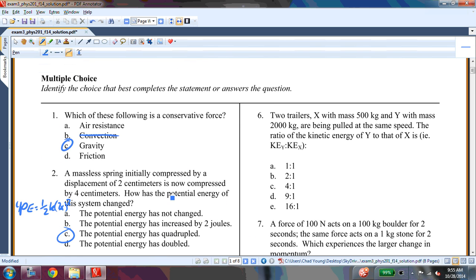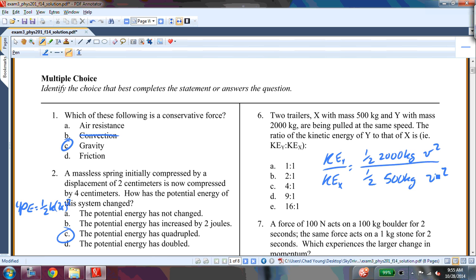2 trailers have different masses, pulled at the same speed. What is the ratio of their kinetic energies? KEy to KEx. I'm going to write it as a fraction here. It's a half of the mass, which for y is 2,000. The velocities are the same, so I won't write those out, but those just cancel. The halves cancel. 2,000 over 500 is 4 over 1, or you can write it as 4 to 1. So C is the right answer.